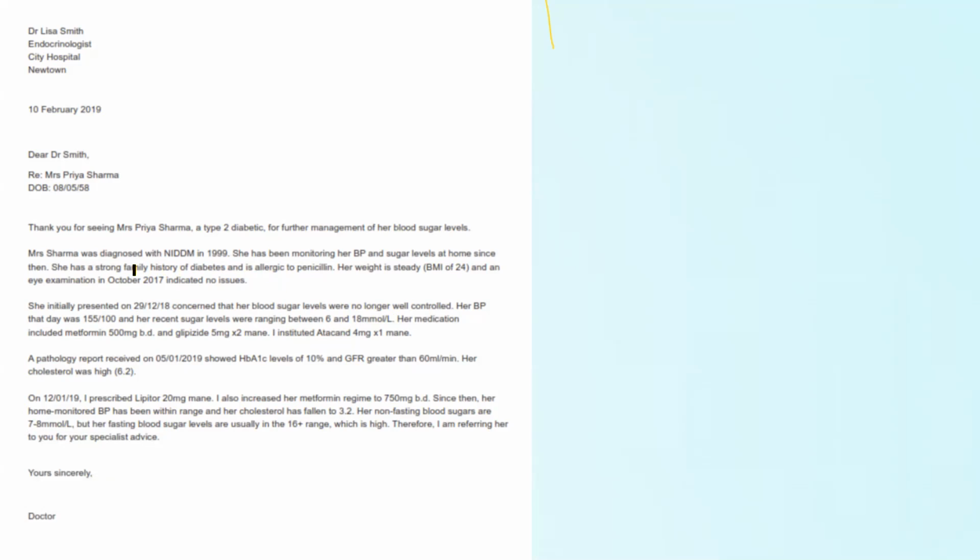Yes, she has been monitoring her blood pressure and sugar levels at home since then. What's the tense here? This is the present perfect continuous. Has been monitoring: present perfect continuous. This means that this patient started monitoring the blood pressure since a certain date in the past and is still doing this till now. So this is an event that happened in the past but is still ongoing.